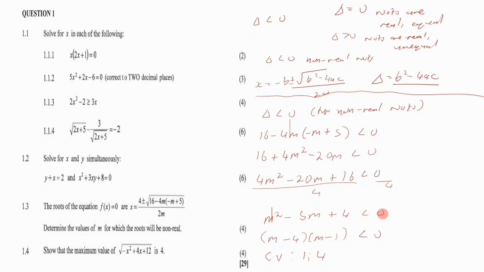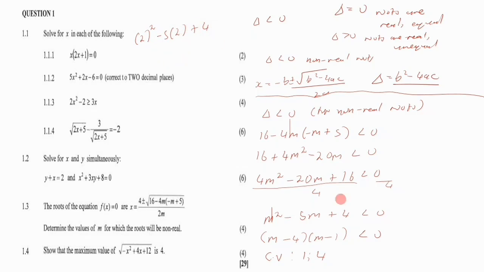Now is 4 less than 0? 4 is not less than 0, so that means the inequality will be satisfied for values that are within 1 and 4. Now we can try to test with a value that's inside here. We can try to test with 2, for example. So 2 here, and then we have 5, and then we have 2 here, plus 4.